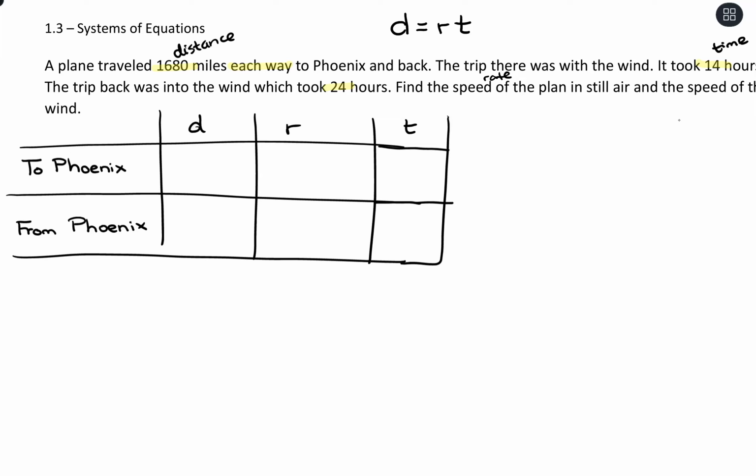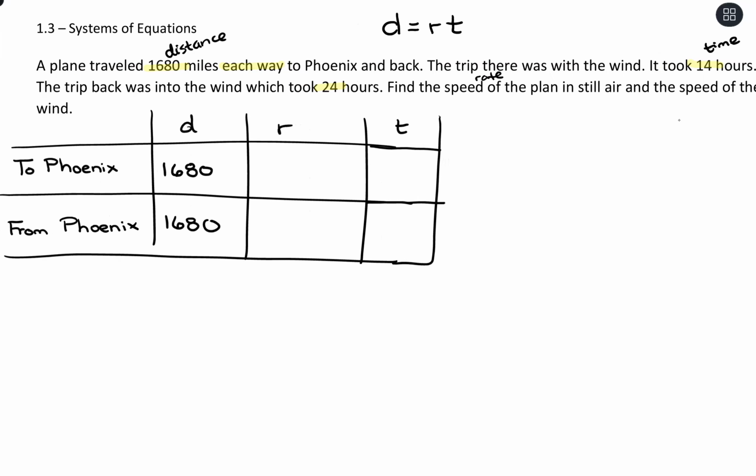So this probably isn't looking much like a system of equations, but it is, because we're going to have that DIRT formula for what's happening to Phoenix, and that DIRT formula for what's happening from Phoenix, and then we'll combine them together. So to Phoenix, the distance each way was 1,680. It took 14 hours to get there, so we have 14. And then on the trip back, that's a long trip, it took 24 hours.